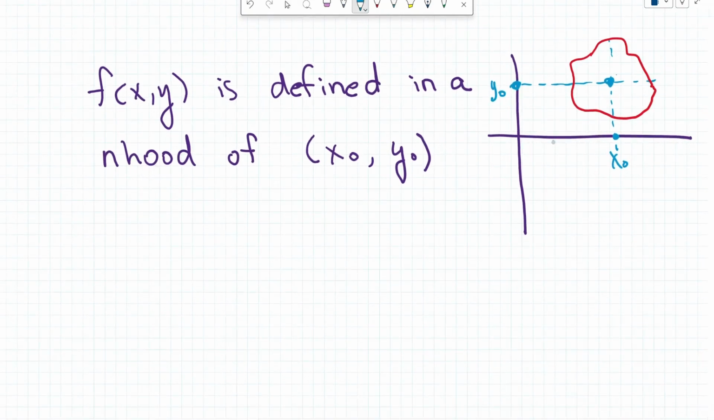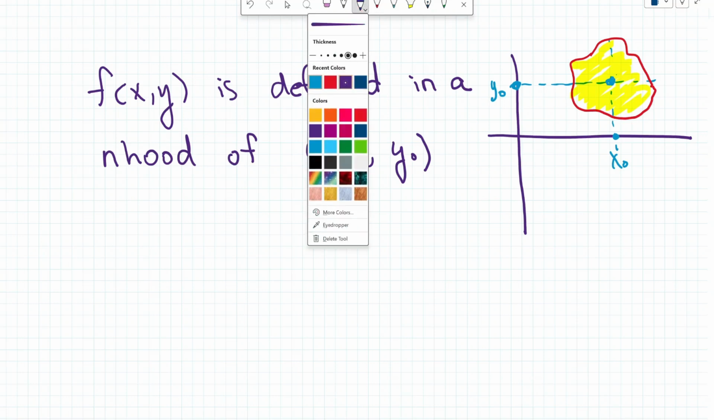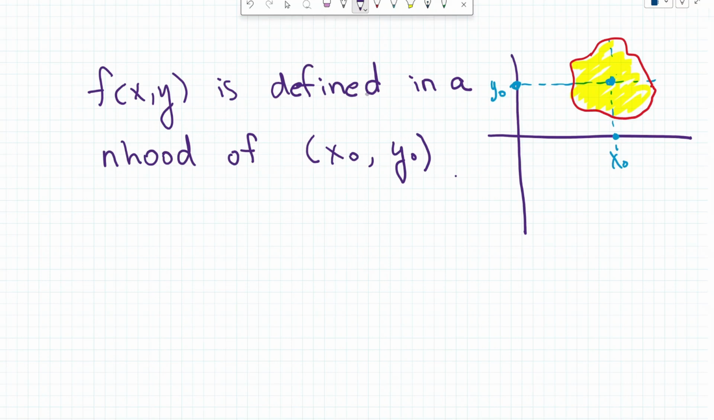So we're going to say that this new multivariable function, f of x and y, is defined in a neighborhood around some point x0 and y0. So we're going to consider this whole neighborhood that exists around our point x0, y0, which is in the center. If we consider this, we can now look at the definition for partial derivatives.